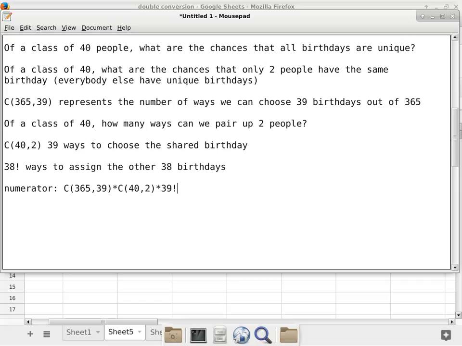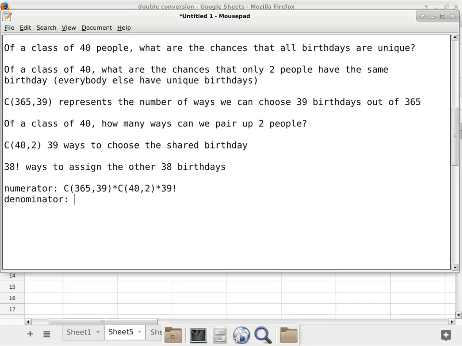Is that making any sense? What about our denominator? In other words, what is the total number of outcomes when we have no restrictions whatsoever? Your birthday and my birthday have absolutely no relationship. They're completely independent. 365 to the power of 40.